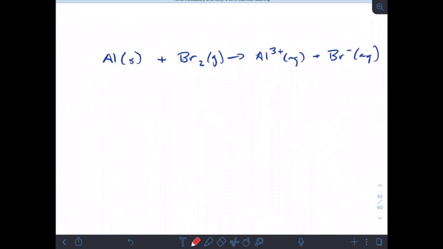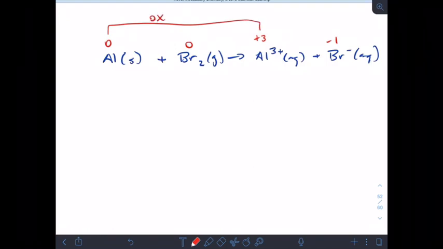Okay, so solid aluminum, solid metal, gets a zero. Br2, that's one of our naturally occurring diatomics, so that's a zero. Monatomic ions get their charge, so this one gets a plus three, and this one gets its charge, so a minus one. Okay, so let's take a look. The aluminum goes from a zero to a plus three. So that's an oxidation. And bromine goes from a zero to a minus one. Its oxidation state went down, so it's a reduction.